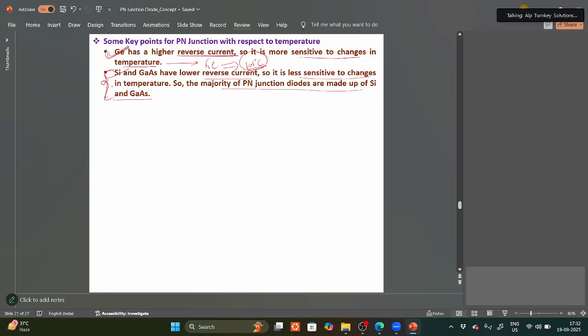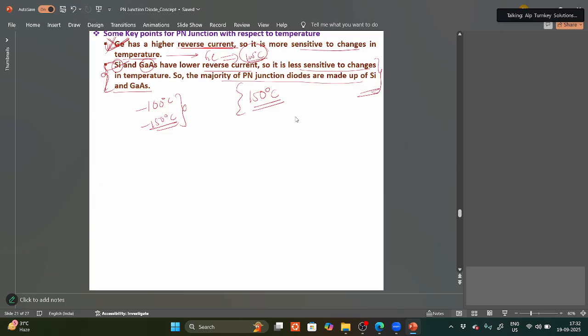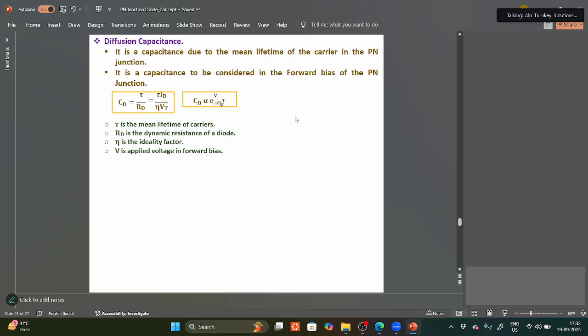So we need to use our diodes in various climatic conditions. Suppose hot conditions up to 150 degrees Celsius, or cold conditions of minus 100 or minus 150 degrees Celsius. Till this temperature, silicon and gallium arsenide are stable, but germanium is not stable. That's why we are not using it. So this is about the key points of the PN junction diode.